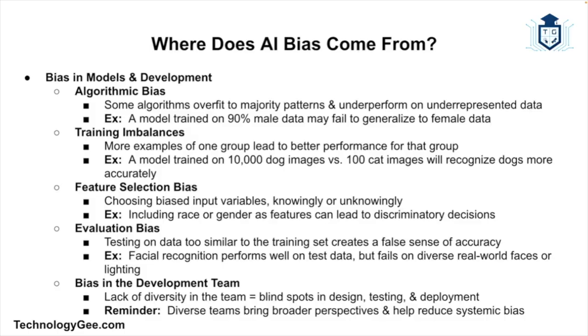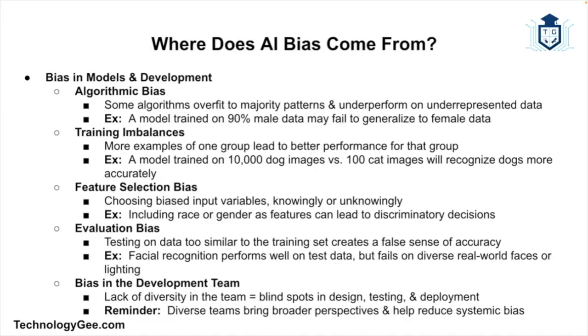Then you have what is called a training imbalance. So if a model sees more examples of one group during training, it may perform better for that group. So think of it like this. If your model saw 10,000 photos of dogs and only 100 of cats, it'll be much better at identifying dogs. Now that's fine for pet pictures, but dangerous in healthcare, criminal justice, or hiring.